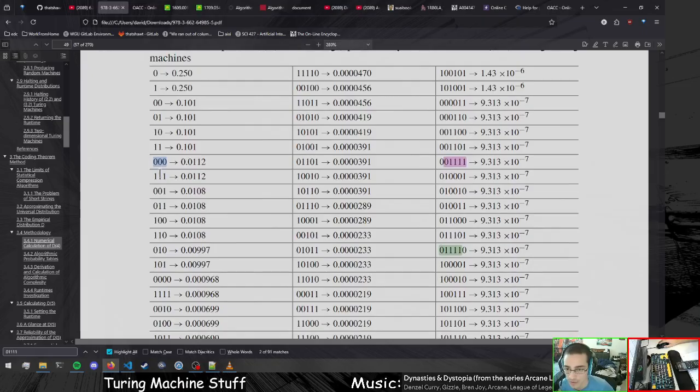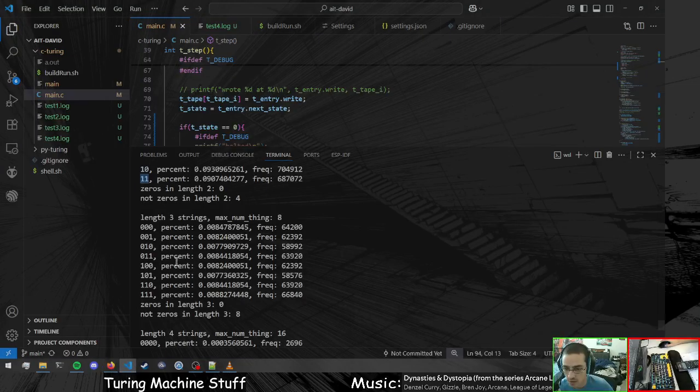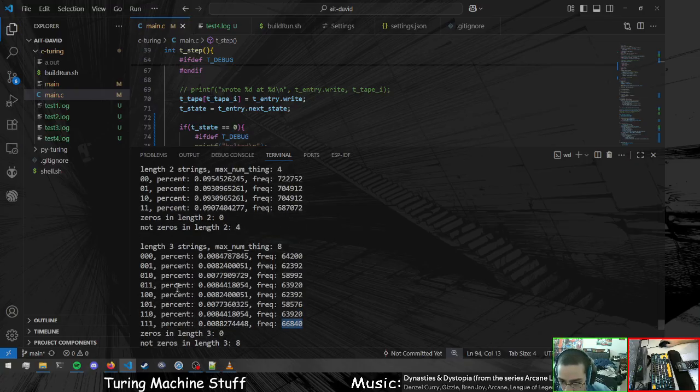All right, let's look at length 3. So 000 and 111 should be the same, which they are not. Something is happening. This one is greater than this one. This one has the greatest frequency among all the length 3 strings, and this one has less. My hypothesis is that it bled into this one.